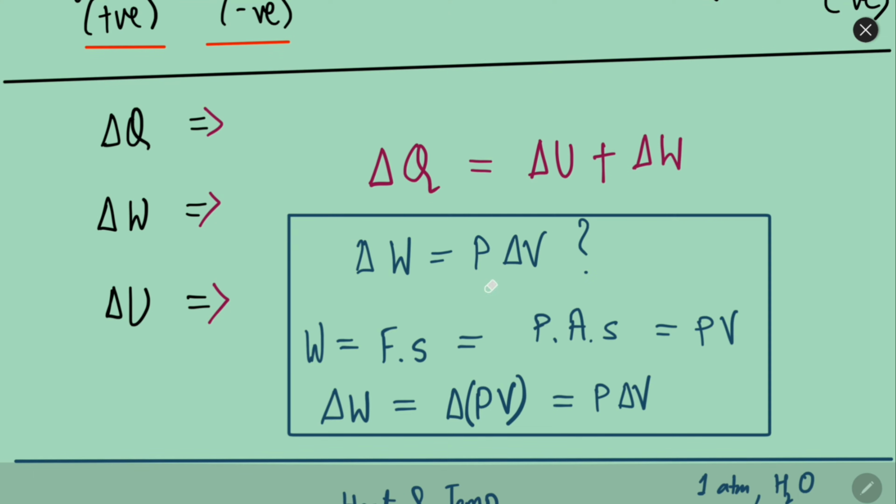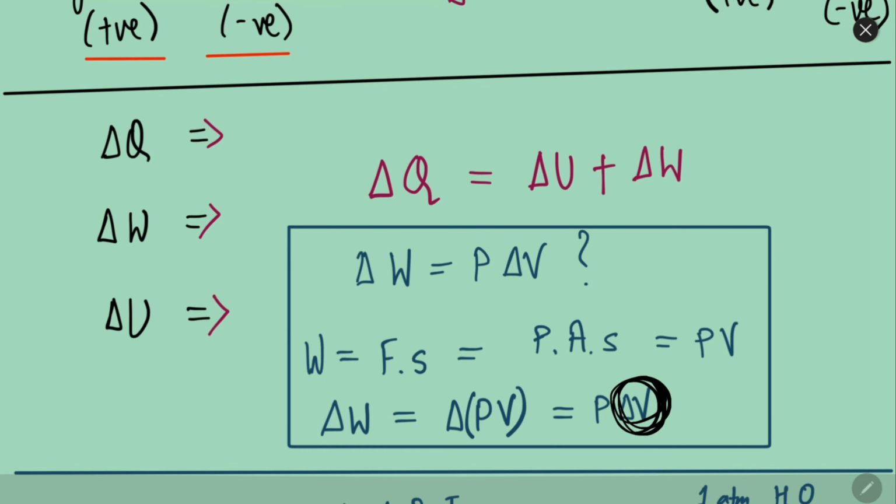Remember, work done is force into displacement, which can be further put like pressure into volume. How? Look, force is pressure into area. Now area into this length is volume, so we get pressure into volume. So the change in work done will be equal to pressure into change in volume.